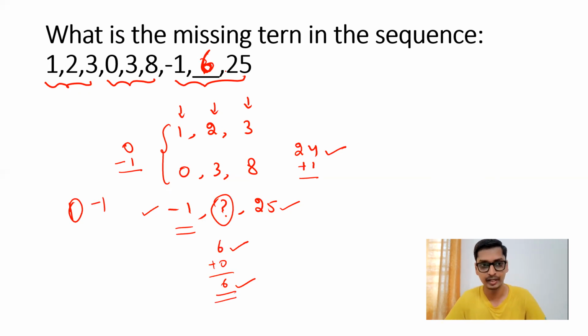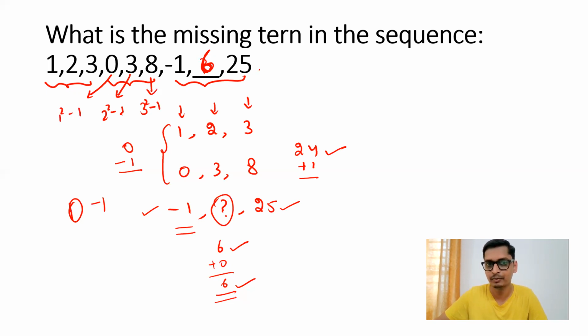So what is the way? Look at the quality of the numbers. If you closely look at the quality of the numbers, this number 038 and minus 1, 6, 25. So this 8 is what? 3 square minus 1, right? So 3 square minus 1 is 8. And what is this 3? It is 2 square minus 1 is 3. And what is this 0? It is 1 square minus 1, you get 0, right?